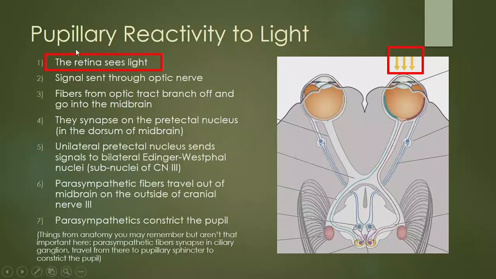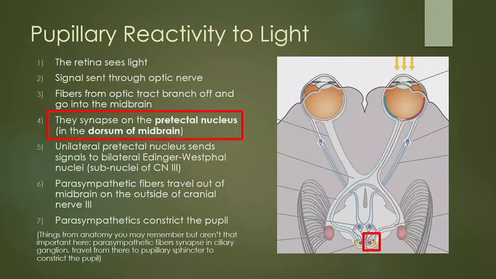You end up having, of course, light hitting the retina. It starts there to be able to respond to it. It can happen just in one eye unilaterally, but as we'll see, it'll end up involving both eyes at the same time, but starting just with one eye. It travels through the optic nerve. Before it gets to the LGN, it branches off and goes into the midbrain. Once it's in the midbrain, it synapses on the pretectal nucleus that's in the dorsum of the midbrain.